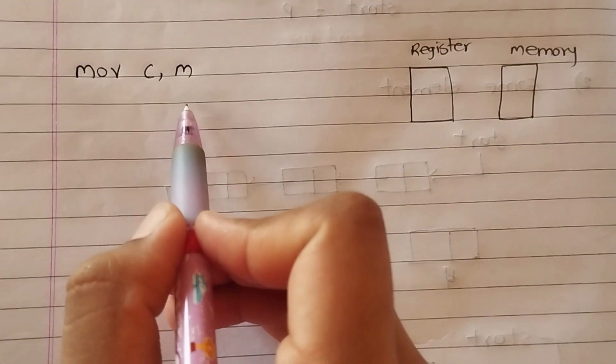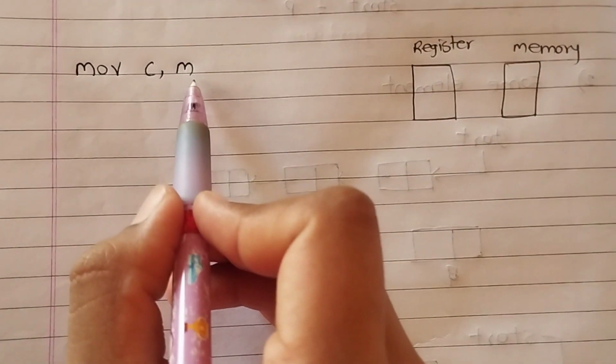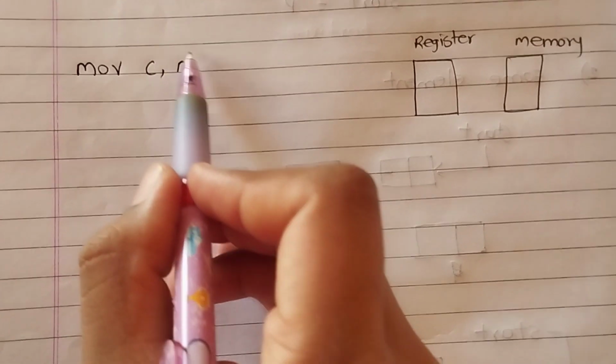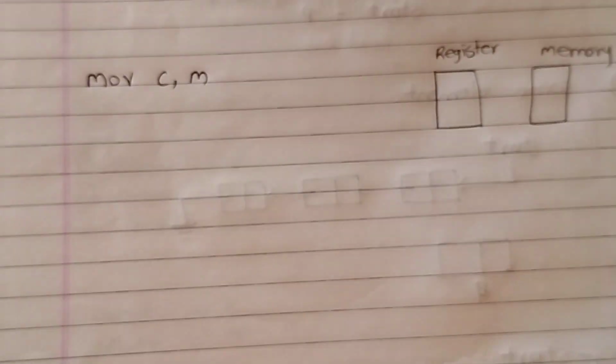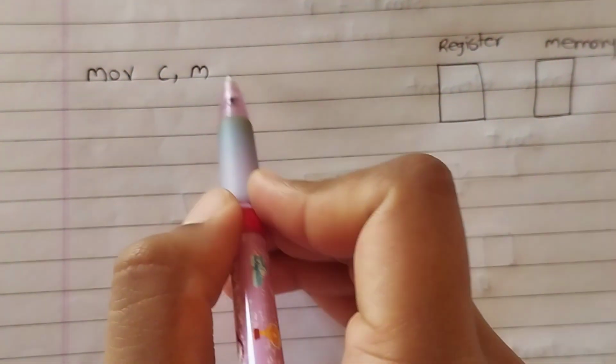So the next instruction is MOV C, M, which means move the data of M, meaning memory, to the register C.